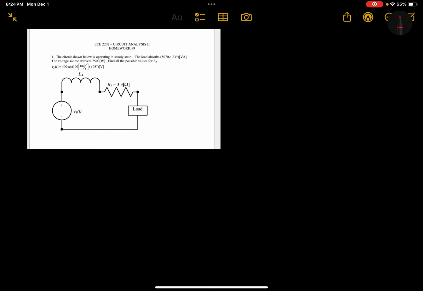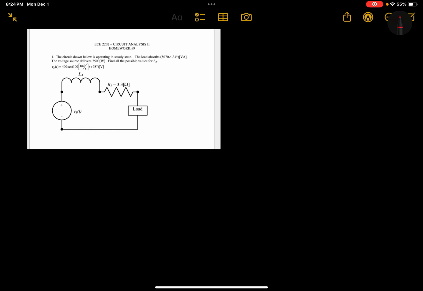Hi, today I'm going to be doing this complex power problem from homework 9. So we have the circuit shown below is operating in steady state. The load absorbed 5070 with the angle of negative 34 volt amps. The voltage source delivers 7500 watts. And find all the possible values of L of A. And we are given Vs of t, which is 400 cosine of 100 t plus 38 volts.